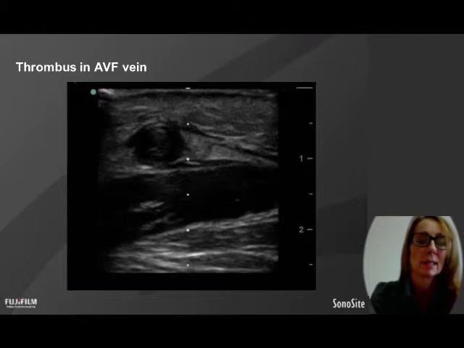In this particular case, because there was flow around it, we were able to puncture above and below the thrombus and provide a dialysis session to make the patient stable before they went to theatre to have a thrombectomy.